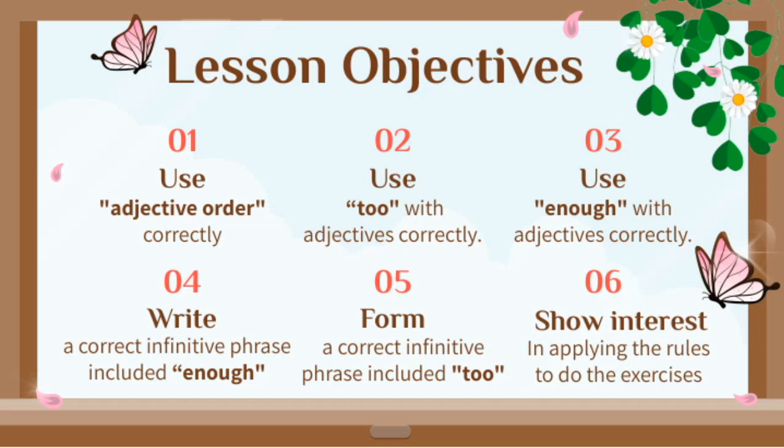Today, I want to focus on some key points for applying the rules when doing exercises. First, always show interest. This helps you stay engaged and makes learning more effective. When forming sentences, remember to include correct infinitive phrases, especially those that use too or enough. For example, saying too difficult or enough time is essential. It's also important to write enough correctly with adjectives, and similarly, use too properly with adjectives to express excess.